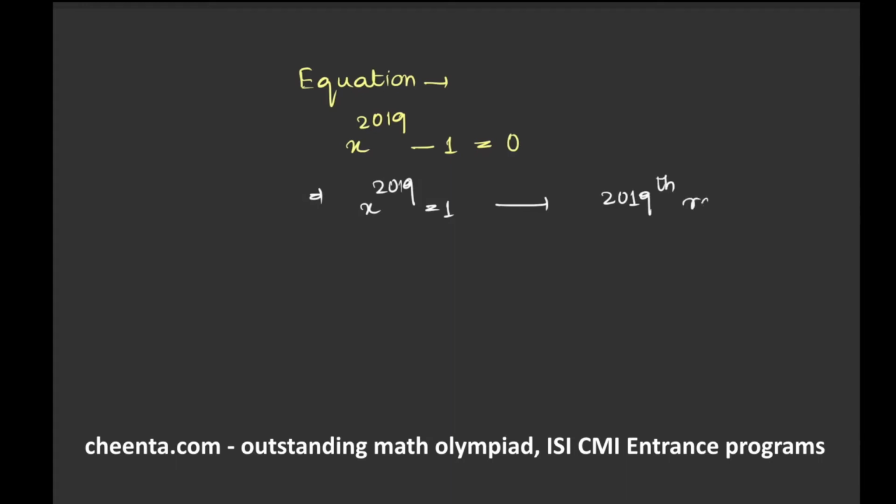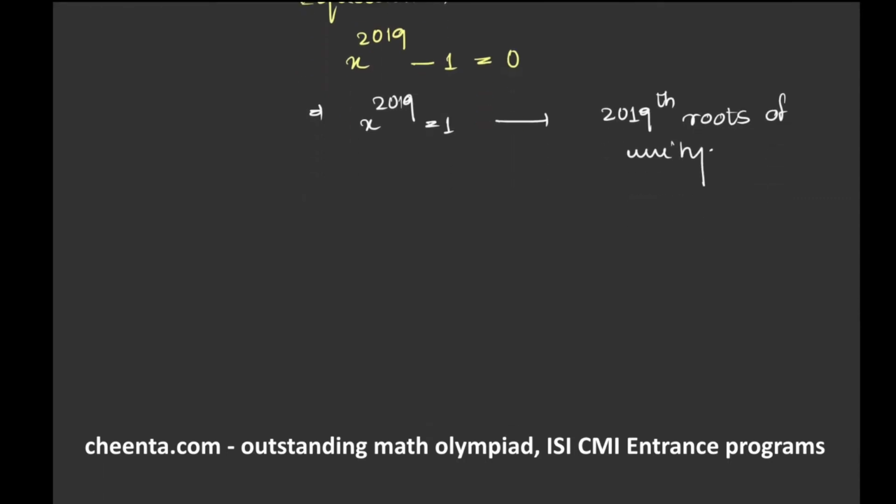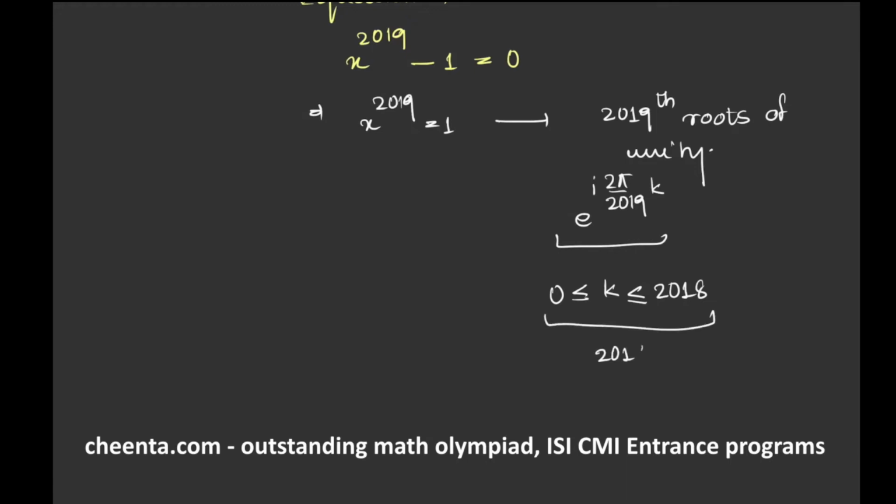Now, the 2019 roots of unity, how do they look? Yes, you're right. They look like e to the power i 2 pi by 2019 times k, where k varies from 0 till 2018. These form all the 2019 roots of unity.